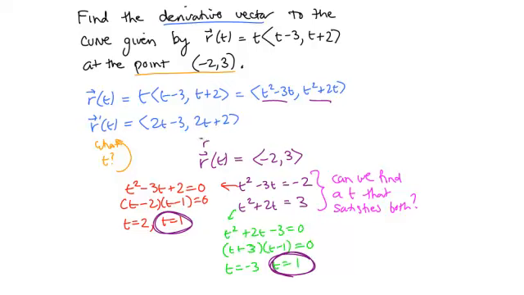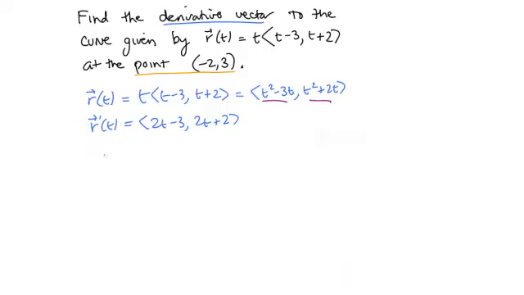And I could double check this. If we plug in 1, we get r of 1 is equal to 1 squared minus 3 and 1 plus 2. And so, yes indeedy, we have a check. So now I know the value of t. Thus, the derivative vector we're looking for is r prime of 1, which in this case will be 2 minus 3, comma 2 plus 2, or the vector minus 1, 4.